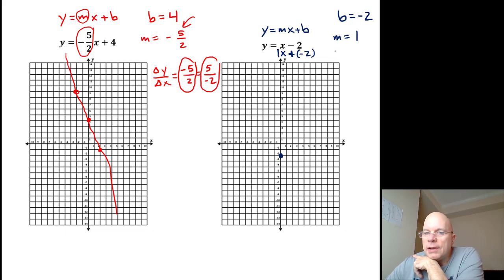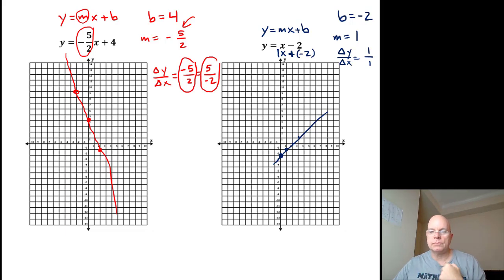So if m is 1, when I try to represent the slope as a ratio of the change in y over change in x, it's just 1 over 1, which equals 1. And so from my y-intercept, I'm going to move change in y up 1, change in x right 1, up 1, right 1. I can keep doing it. Up 1, right 1, up 1, right 1. All of these points are on this line, y equals x minus 2. 1 is positive. The slope is positive. This is an uphill slope.